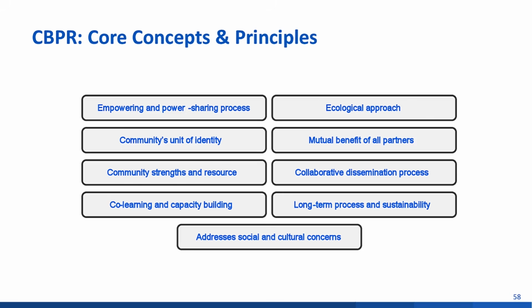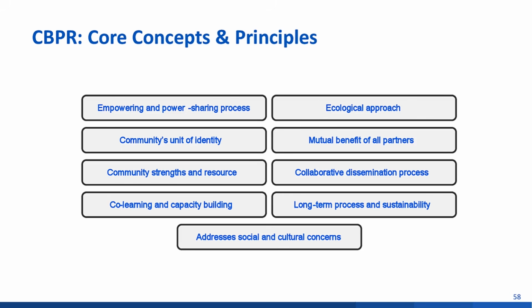B. Recognizes community as a unit of identity where emotional connections, values, and norms are shared. Units could be defined by geography or common identity, for example. C. Builds on the community's strengths and resources, including social networks, expertise, and established systems. For example, community organizations and faith-based organizations.